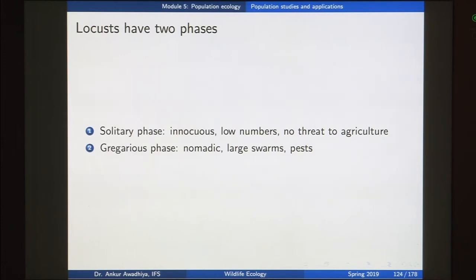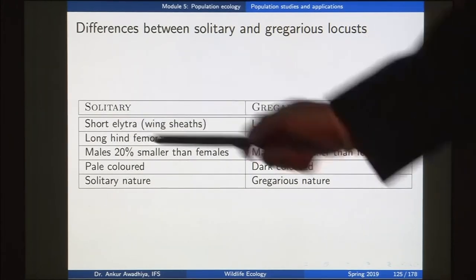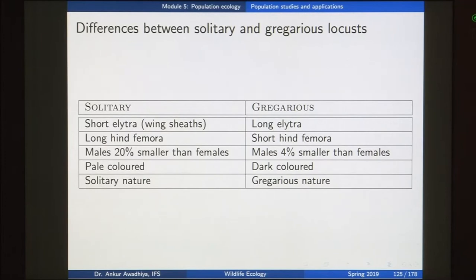Now, how do you get to this understanding that this is the same organism that has these two phases? This is what we are going to look at in this case study. So, let us begin with looking at these two phases. There are morphological differences between the solitary and the gregarious phases. In the solitary phase, you have shorter elytras, which are the wing sheaths covering the wings, and in the gregarious phase, you have long elytras. In the solitary phase, you have long hind femora and you have short hind femora in the gregarious phase.